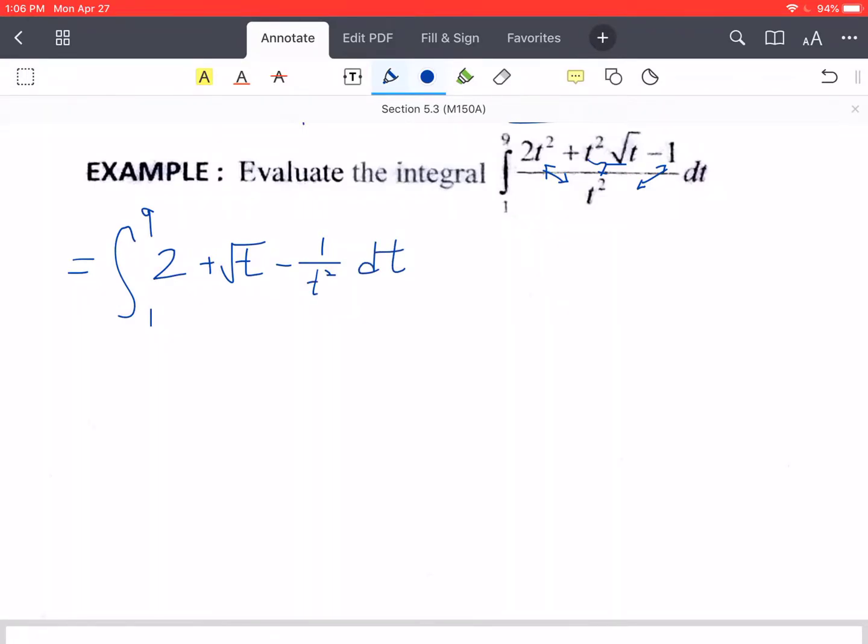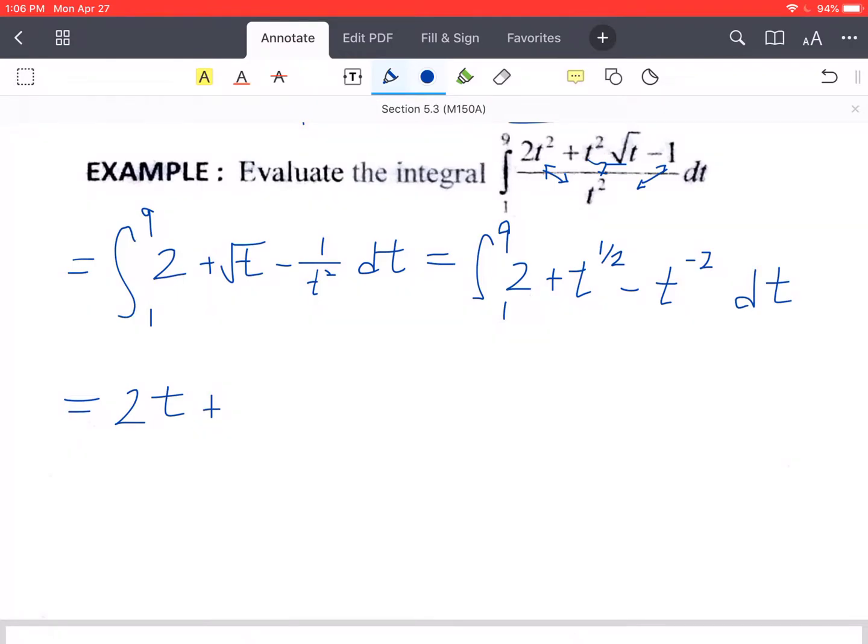dt. Okay. And then to make this even a little bit easier, let's go ahead and just write everything in a form that we can work with a little more nicely. So that's going to be 2 plus, instead of root t, I'm going to write t to the 1/2. And then minus, I'm going to write this as t to the negative 2 power. Because now all I need to do is undo the power rule on all three of those, and then we'll be good to go. So the antiderivative of 2 is 2t.